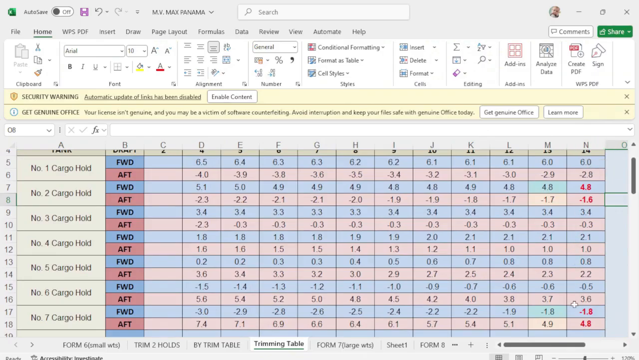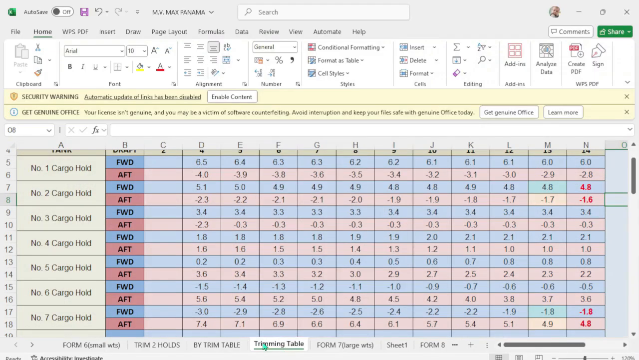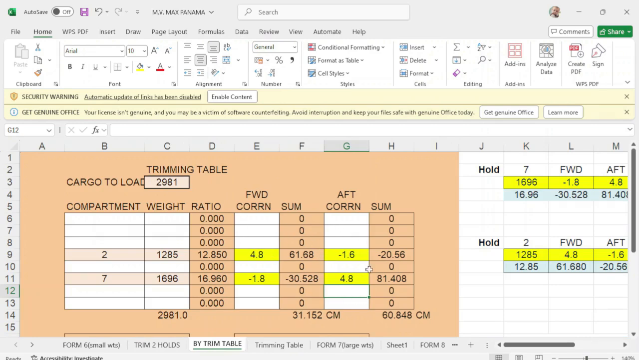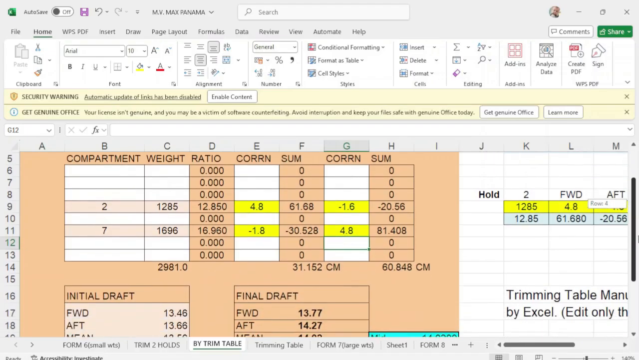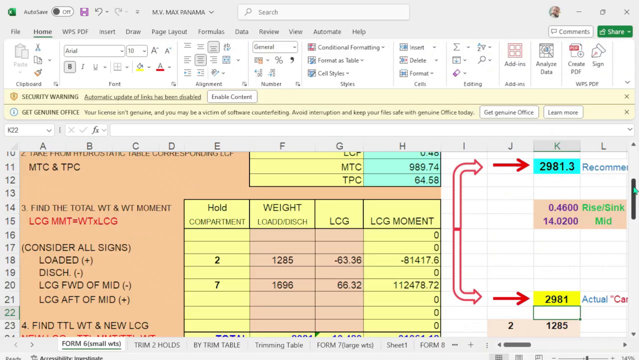Then we go now to hold number 7. The same 14 meters. And the forward correction is negative 1.8. And up correction is 4.8. So confirm. Okay. After you have put the values of the forward and up correction, then you will have your departure drop. So your departure drop forward is 1377, which is the same here.